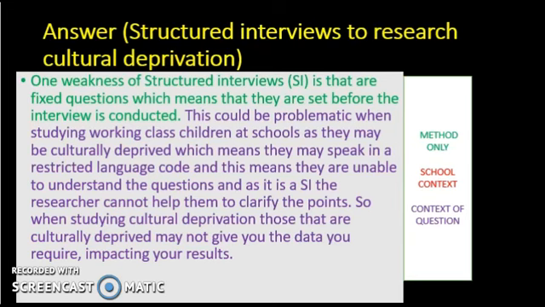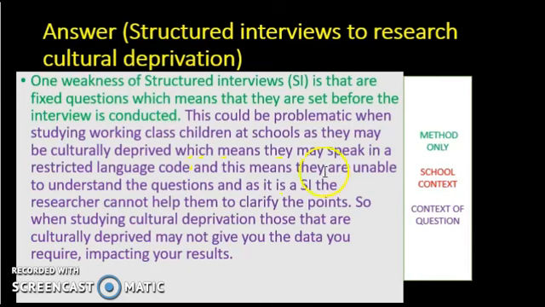And then we go into the context of the question, which is about cultural deprivation. Now this student does better than the previous example because we start to give some characteristics of both the cultural deprivation, or a student that is suffering cultural deprivation, but also characteristics of the structured interviews which might make it problematic to research that group. So this could be problematic when studying working class children at school, as they may be culturally deprived, which may mean that they speak in a restricted language code. So there is a characteristic of the group that is being researched.